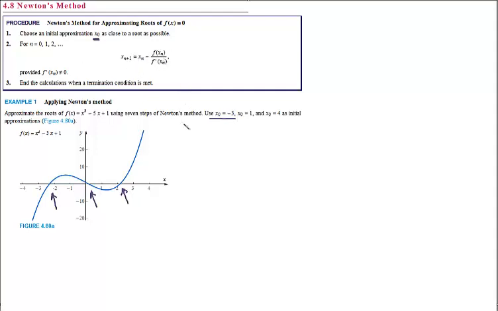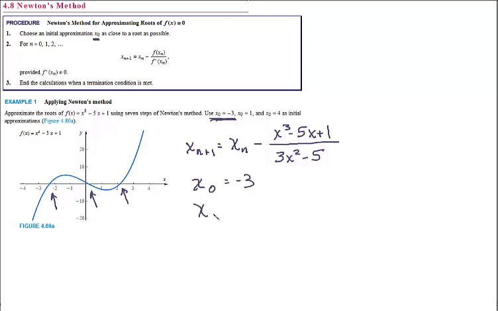And I will need the derivative. So x_{n+1} is going to equal x_n minus my f of x, which is x cubed minus 5x plus 1, all over 3x squared minus 5. Now for our very first case, let's do it for this x naught. So first off, x naught equals -3.